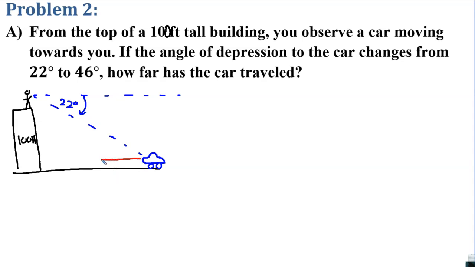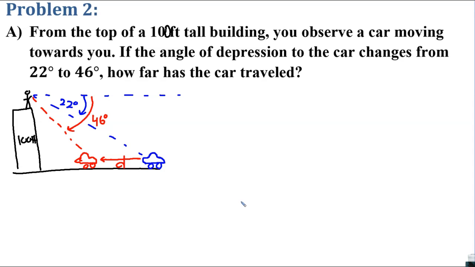Okay, and as that car draws closer to the building, that angle is going to change. It's going to open up. It's going to get bigger. We're going to say now it's 46 degrees. And we want to use that information, just the height of the building and the two angles, to make an indirect measurement and figure out, we'll call it D, how far the car is driven between those two positions.